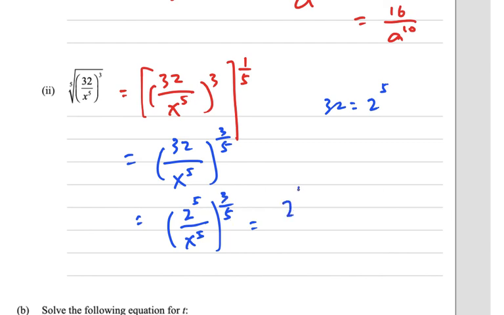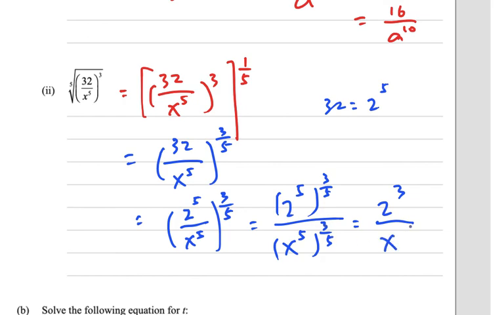So basically 2 to the power of 5, raised to the power of 3/5, of x to the power of 5 raised to the power of 3/5, and then you can see that's simplified. Multiply the powers, you get 2 cubed there, and multiply the powers, you have 5 times 3/5, that's x to the power of 3. That's it.